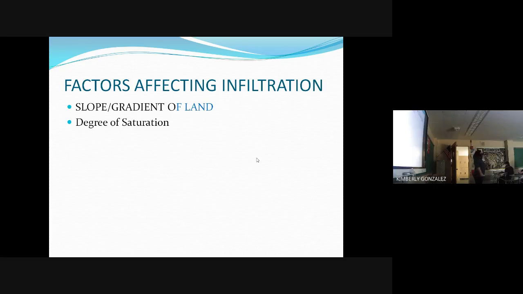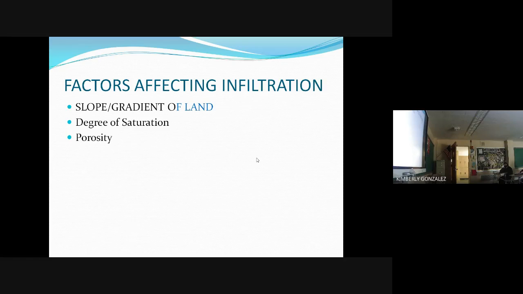Degree of saturation, we've mentioned this a couple times before. How much water can that material hold? If you already have a saturated situation, it means that no more water can actually go through. If it's already at its max capacity, then no more can be added. Does that make sense? If it's an unsaturated situation, that means more can be added.